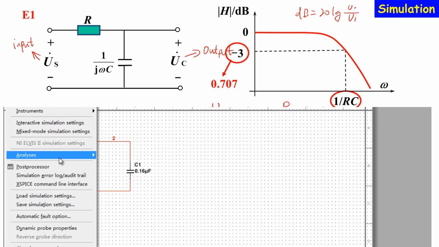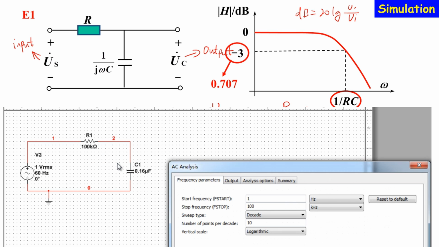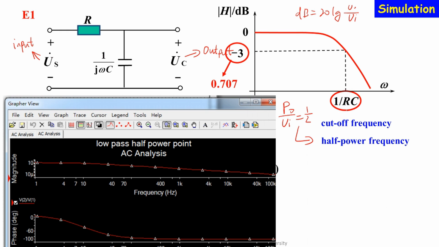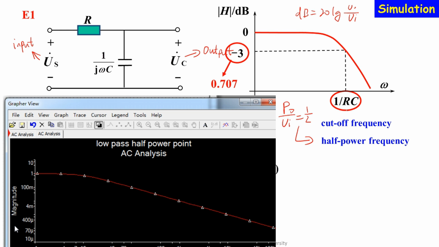Simulate, analysis, AC. The start frequency is 1 Hz and the stop frequency is 100 kHz. The logarithmic horizontal axis coordinate. The output we set is V2 over V1. The transfer function of the circuit is the ratio of the capacitor voltage and the supply voltage. We click Simulate. In the given AF characteristic and PF characteristic, we delete the PF characteristic.